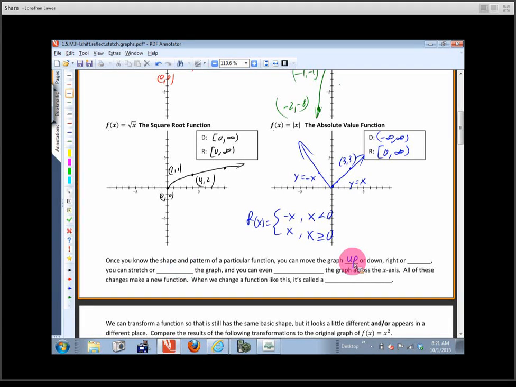You can move it right or left. You can stretch it or you can shrink it. And if that's not a vocabulary that you're familiar with, hopefully by the time we're done you will be. You can even do something called a reflection, which we're a little bit familiar with. We can reflect that across the x-axis. We normally don't reflect them across the y-axis, but we'll do just a little bit of that. And all of those changes make a new function. We call those changes a transformation.